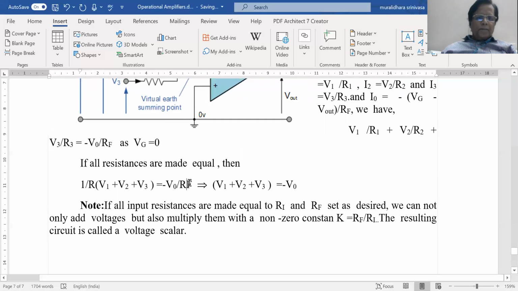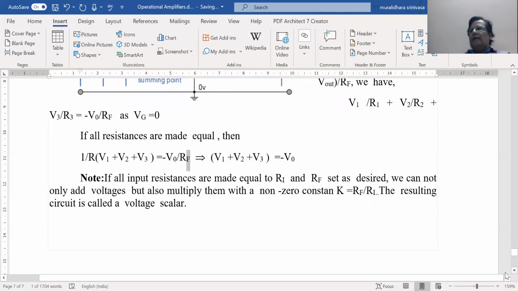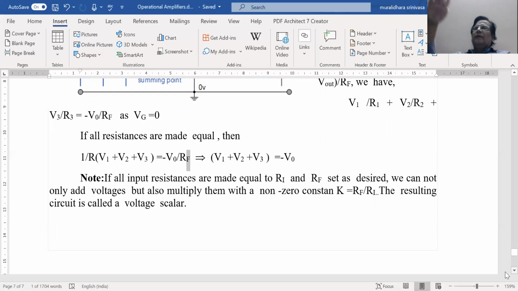then you can also set a constant K with which this sum gets multiplied. In such a case, you say it is not only being added, it is also getting multiplied by a constant K given by RF by Ri. In such a case, you call it a voltage scalar. You have scaled up the voltage not just to the sum, you have also multiplied it by a constant. If the sum ultimately happens to be 10 and K becomes 2, then the output voltage you get will be 20 volts.